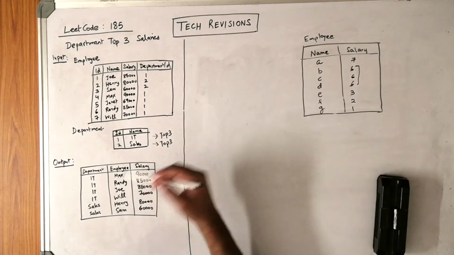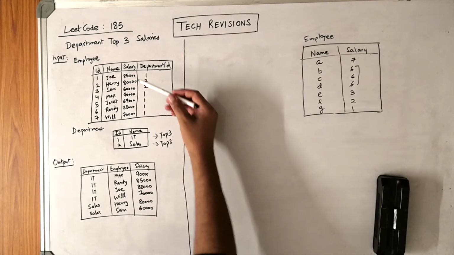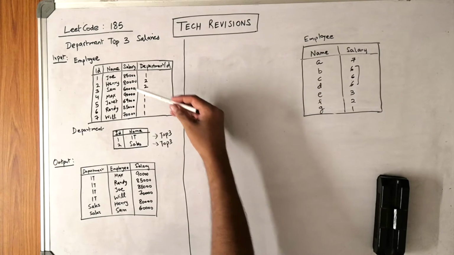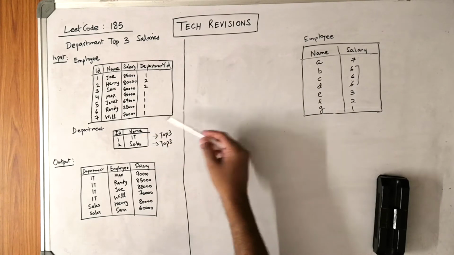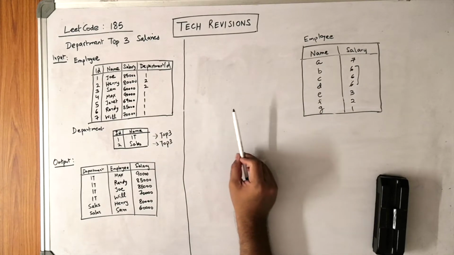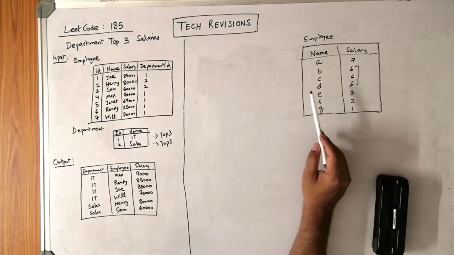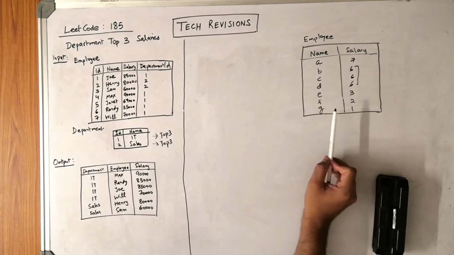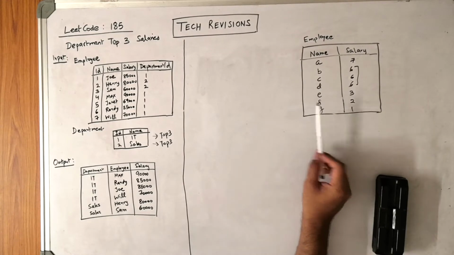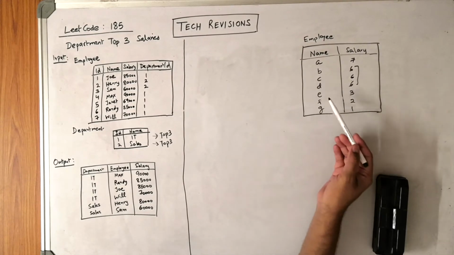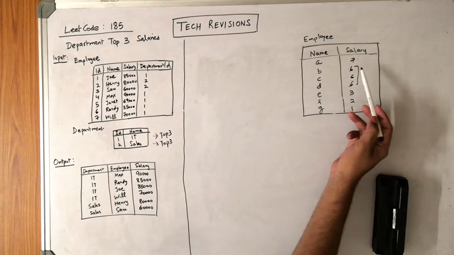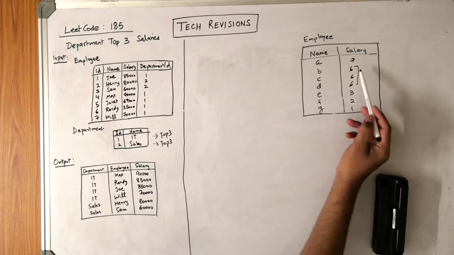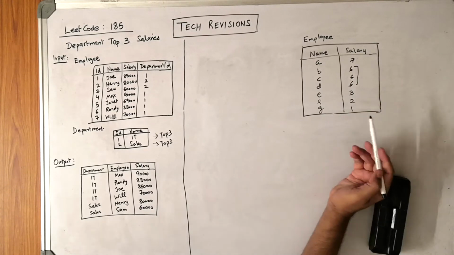If I want to pick out the top 3 salaries out of this, what will we have to do? What I've done is I've created, in parallel, a similar employee table with easier to pronounce salaries and names. I put the names as A, B, C, D, E, F, G, and then I put the salaries as 7, 6, 6, 6. You can see there is a repetition over here, and 3, 2, 1, right?